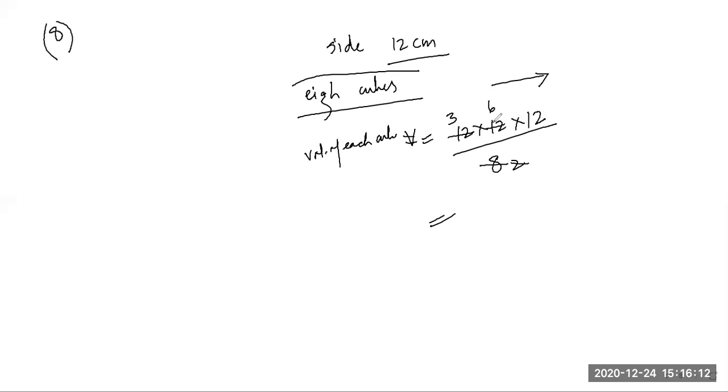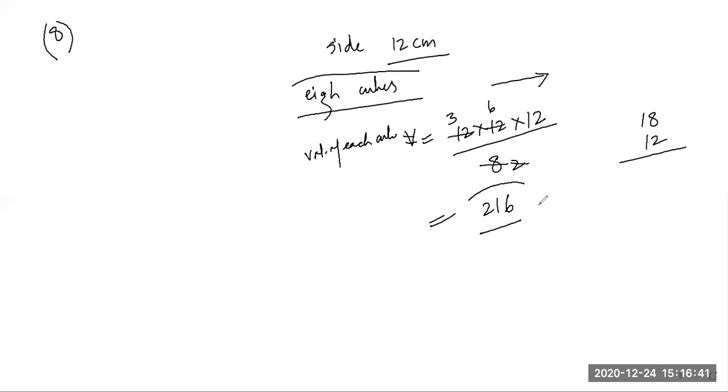Let's calculate: 12 eights are 96, and carrying over, we get 216. So 216 will be the volume of each cube.